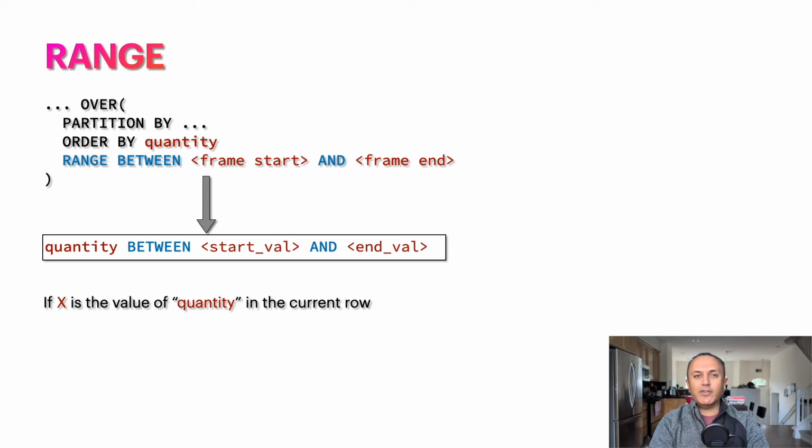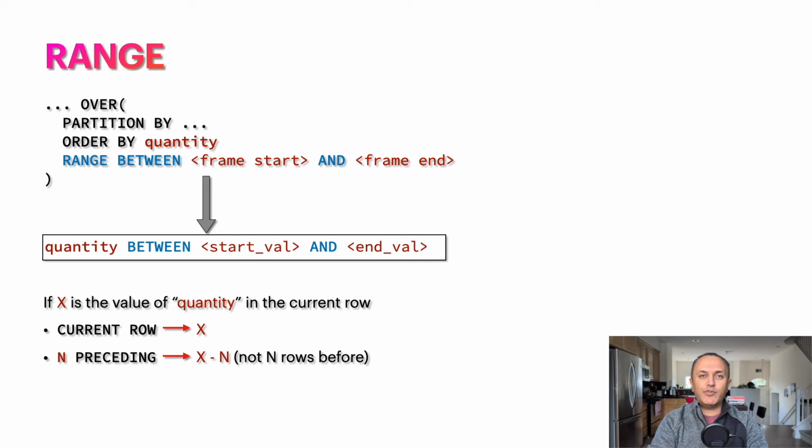So if you specify the current row option, either in the frame start or end, this is referring to that value x. If you are specifying n preceding, this doesn't mean n rows before, like we had in the rows keyword. No, this means n values before x. If x is an integer, as in quantity here, then the start of the frame is x minus n. So let's say the current row has quantity 500, and you say 50 preceding.